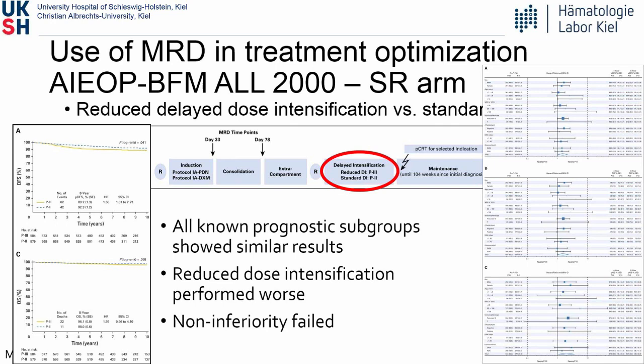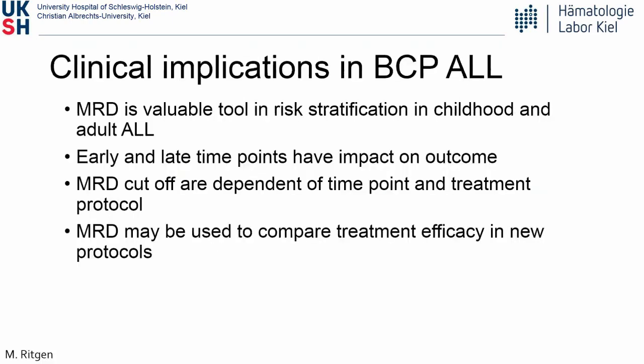So in summary, with MRD detection we have a valuable tool for risk stratification in childhood and adult ALL. I didn't show you any data on adult ALL cases, but it is more or less similar, although the overall results in adult ALL are quite inferior to those in childhood ALL. And I've shown you that early and late time points have impact on outcome, and that MRD cutoffs are dependent on the time point and the treatment protocol.